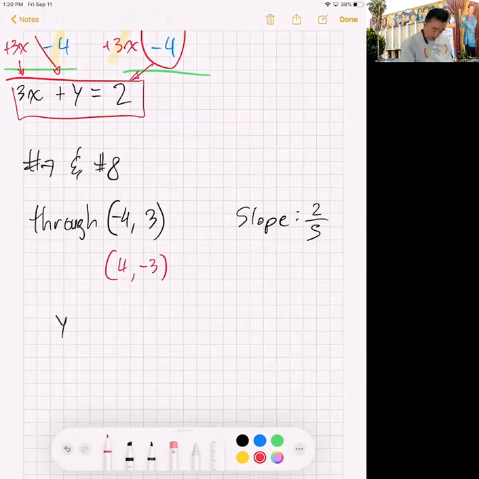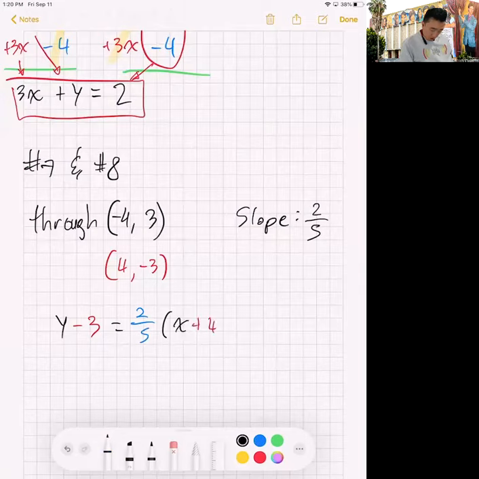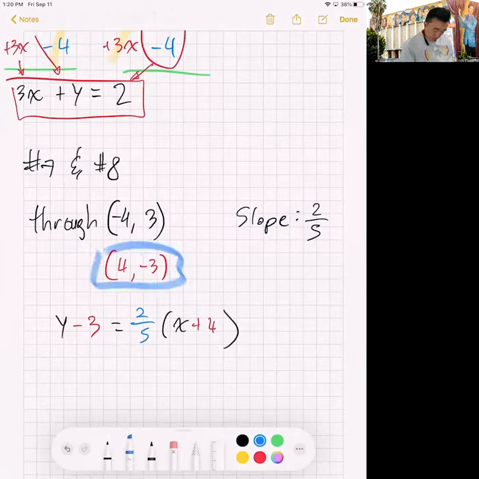So we got y minus 3 equals slope 2 over 5, I'm sorry, x plus 4, right? Because we're using these two numbers right there. 4 is positive, so it's plus 4. 3 is negative, so it's minus 3. Okay?